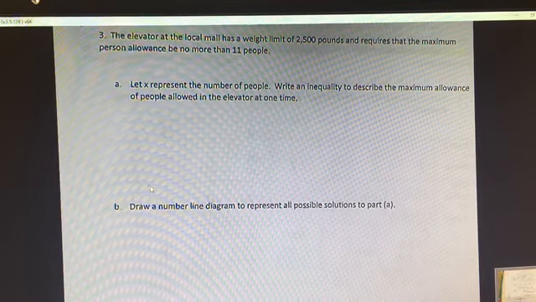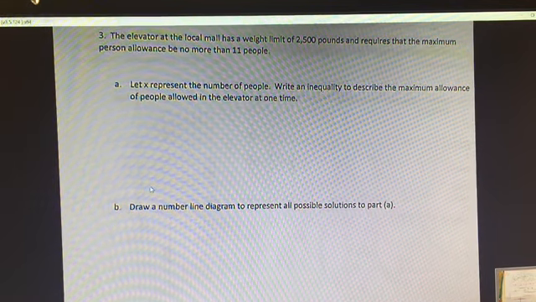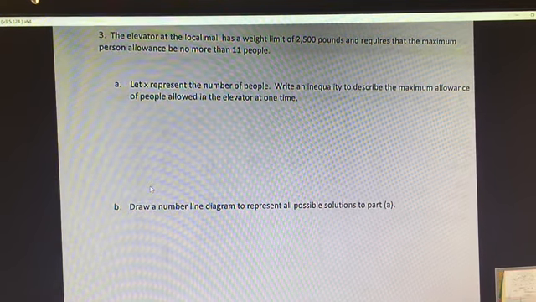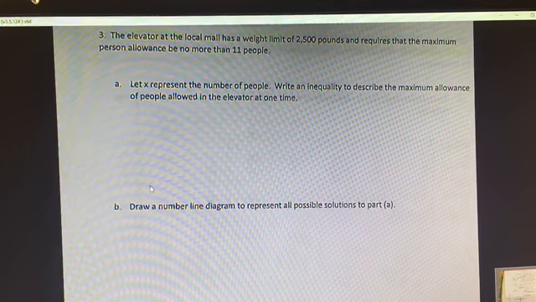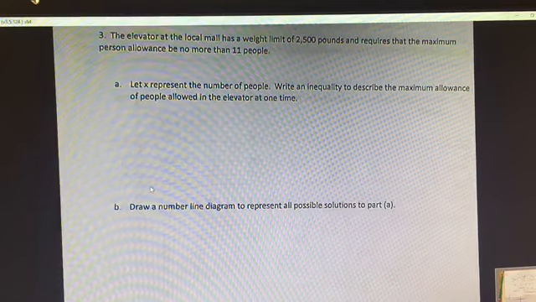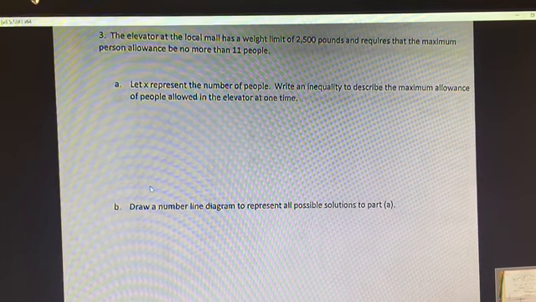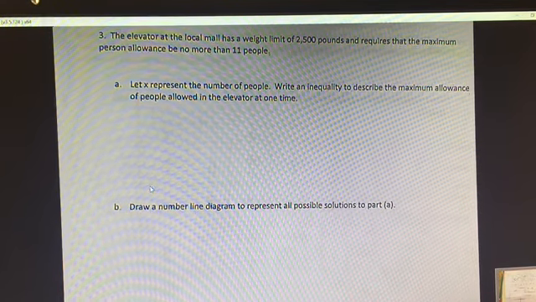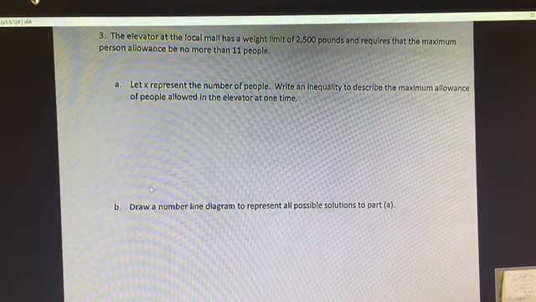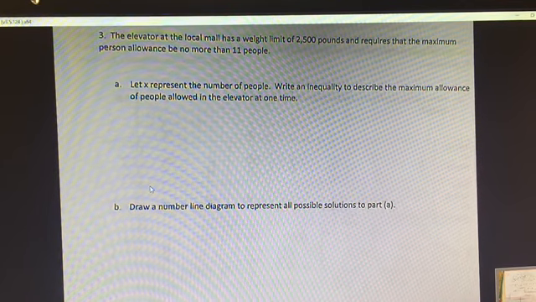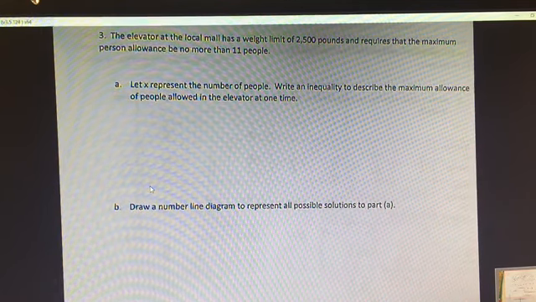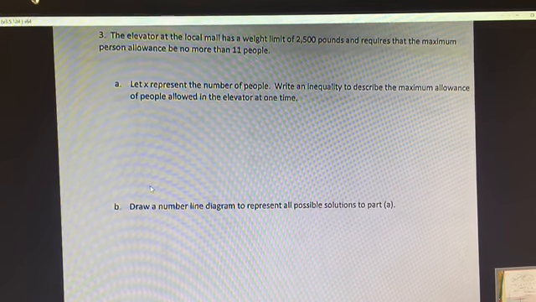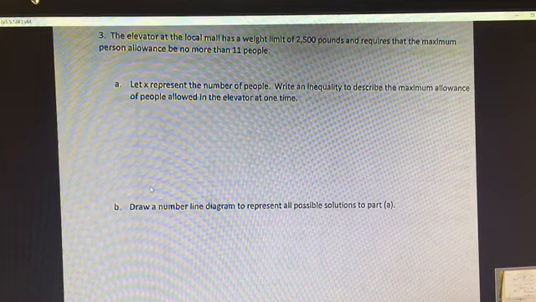Okay, problem number 3. The elevator at the local mall has a weight limit of 2,500 pounds and requires that the maximum person allowance be no more than 11 people. This problem, people mess up because they don't read what each of the pieces needs to be talking about. So make sure that as you're going through problem number 3 on your test, that everything is on there that's supposed to be. The other thing that you want to take note of, that when you write these inequality statements, we want that variable in the middle, okay, so that our problem works out much easier.